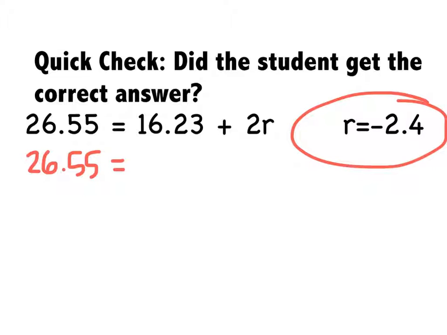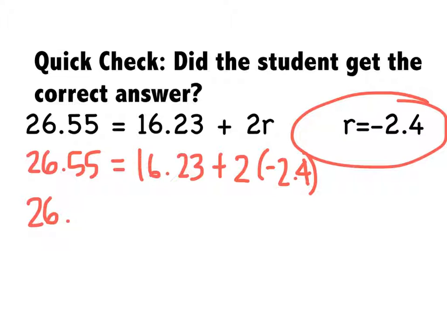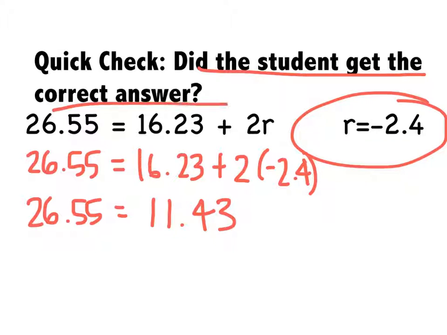26.55 equals 16.23 plus 2 times negative 2.4. Now we already know what this side equals. It equals 26.55. So we're going to type into our calculator 16.23 plus 2 times negative 2.4. And we get 11.43. Now, what does that tell us? Did the student get the correct answer?